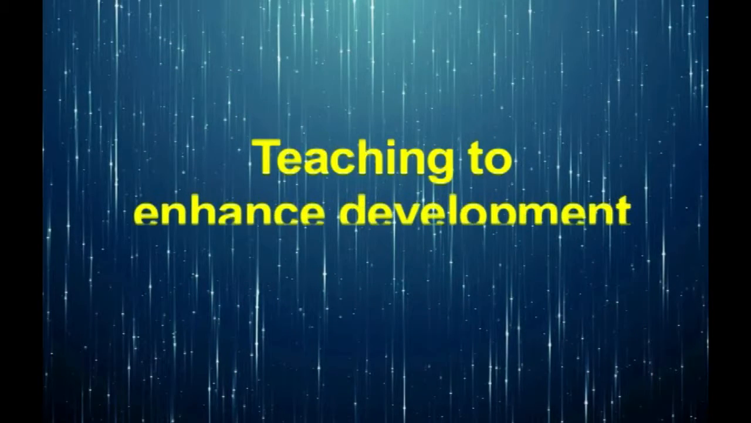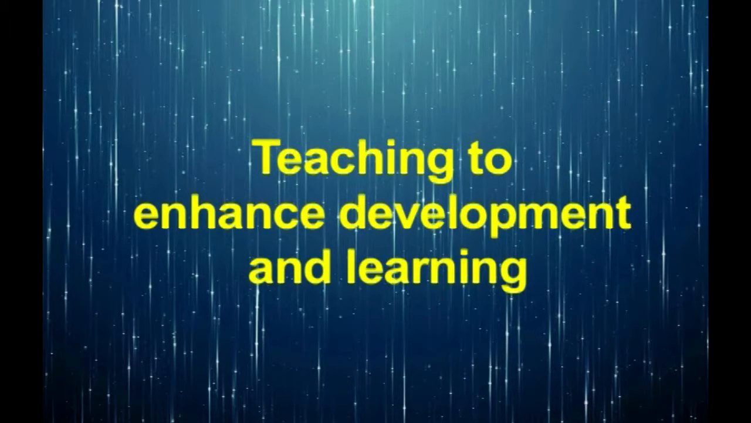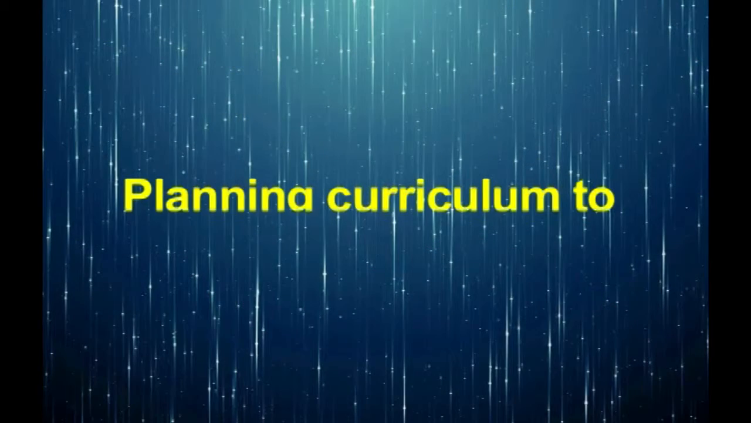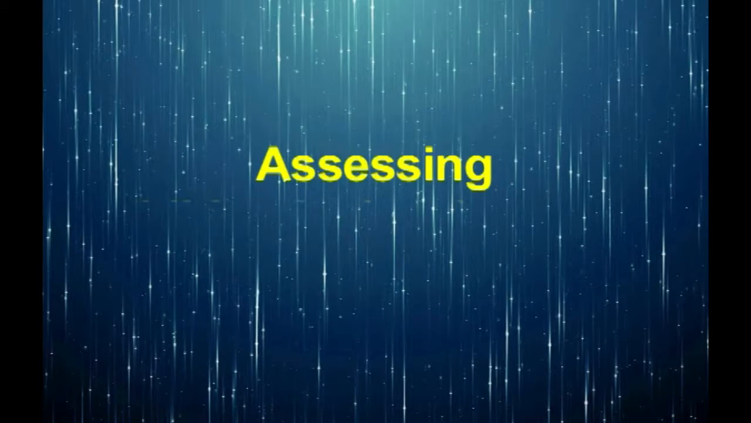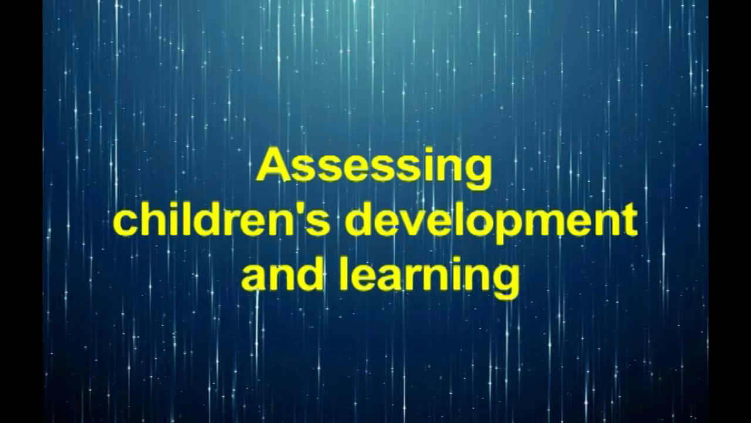This includes making the classroom a safe space for children to express themselves, ask questions, and try out their ideas. The second guideline is teaching to enhance development and learning. This includes acknowledging each student's strength, challenging them, and helping them to support themselves. Then the third guideline is planning the curriculum to achieve the important goals. The fourth one is assessing the child's development and learning.